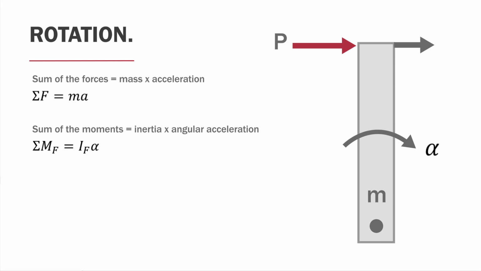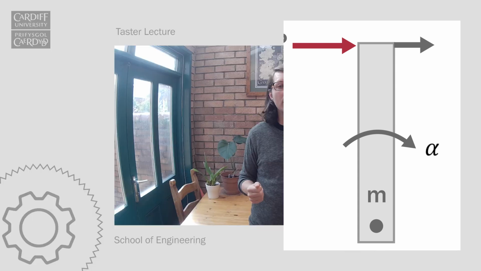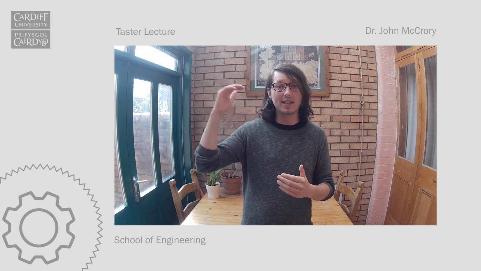Now, hopefully you can see that there are quite a lot of similarities between this and the equation we were just dealing with, because instead of the sum of the forces, we have the sum of the moments. But moments are essentially just rotational forces. And instead of the translational acceleration of the body, we have this alpha, which is the angular acceleration to do with rotation instead.